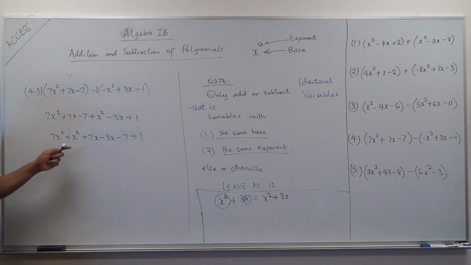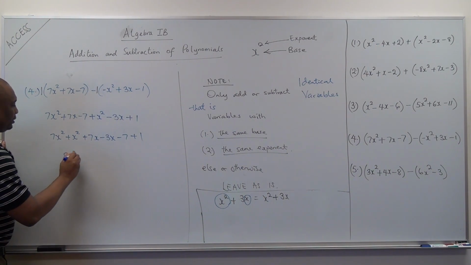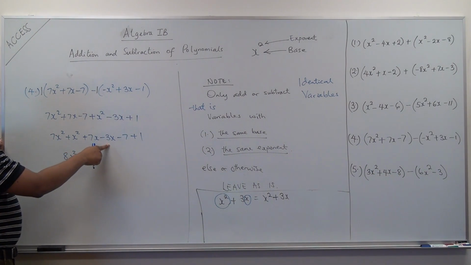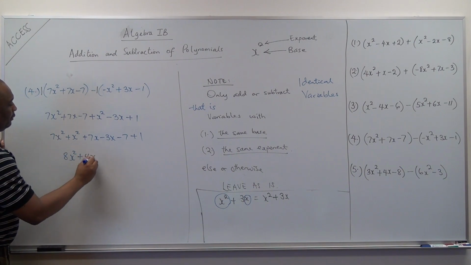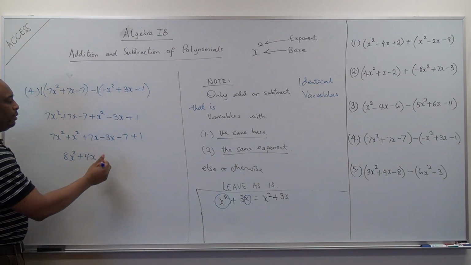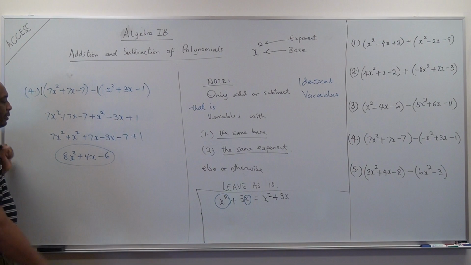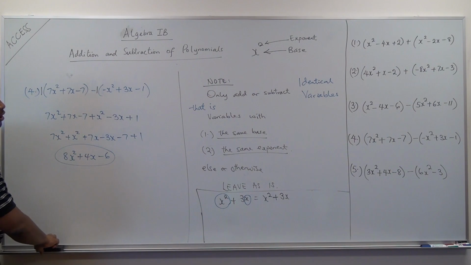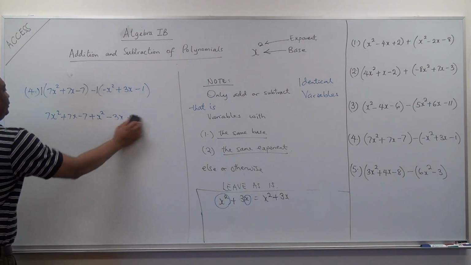You have 7, you have 1. That means you have 8, 8x squared. You have 7, you owe 3. That means you have 4, 4x. You owe 7, you have 1. That means you owe 6, right? Okay, the last one.